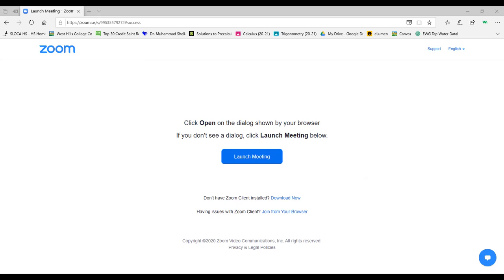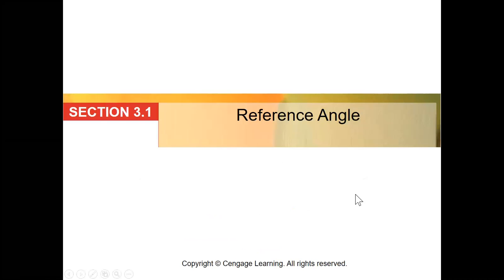Before we get to radian measurement, 3.1 is something called the reference angle. Sorry, I switched it to the correct screen this time. Okay, now we're good. All right, reference angle. Once we get done with the reference angle, in 3.2 we're going to start getting into radians and radian degree functions. So let's go with it.